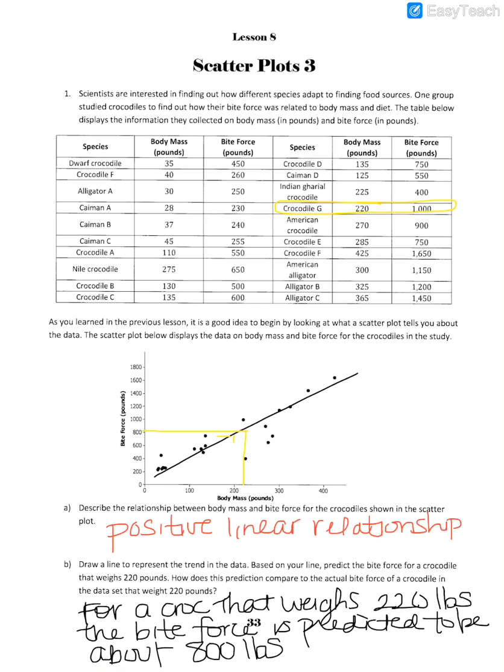And if you notice, we also had the Indian gharial crocodile that was 225. That's really close to 220. And that was only 400. So this is why we use a best fit line. Both of these guesses are just a little bit off. So we don't want to use the actual example. We want to use our line that predicts it more accurately of what it should be. All right, let's move on.